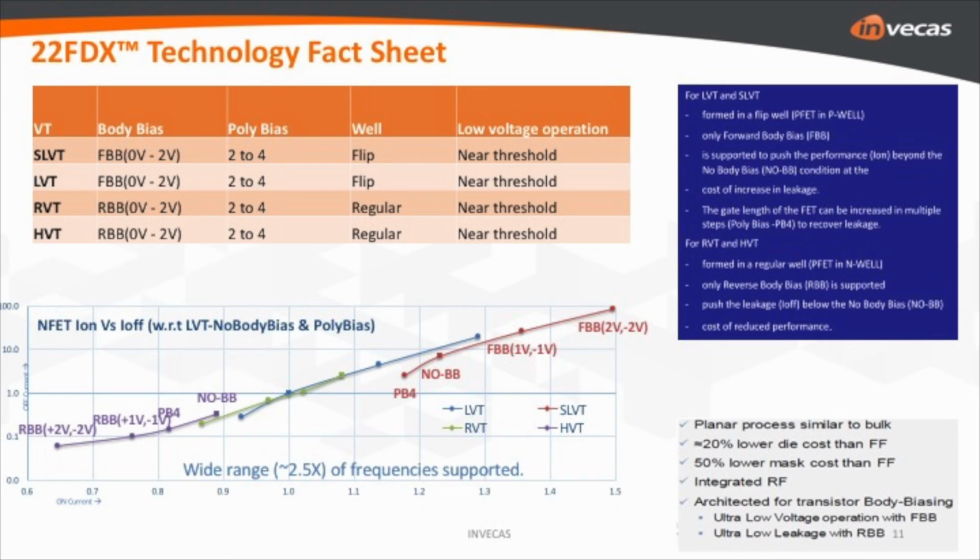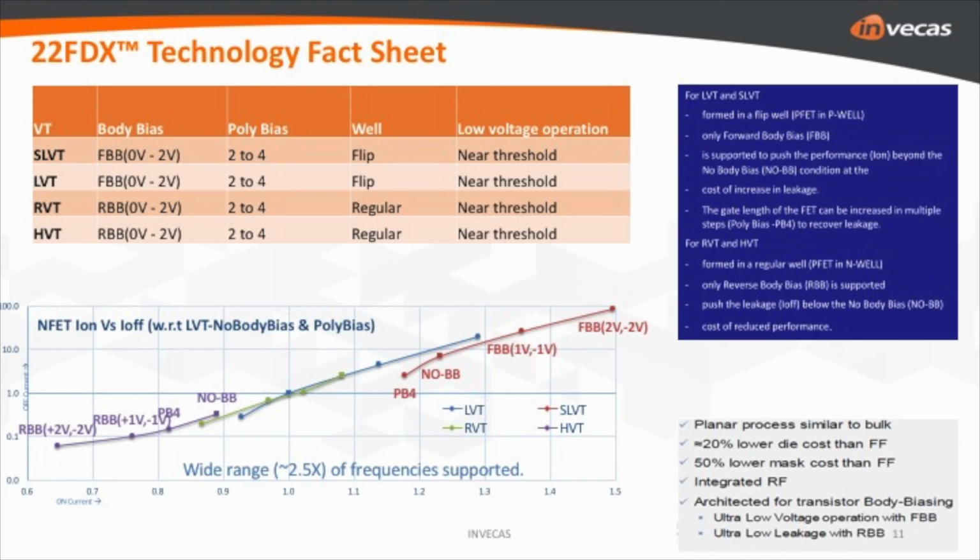What this will do is push the leakage, that is the Ioff, below the no body bias operation mode, which means the power saving is going to be huge, and the trade-off here is it will cost you a bit of performance, where the speed is going to be a bit slow. So this is how the devices look in 22FDX configurations.